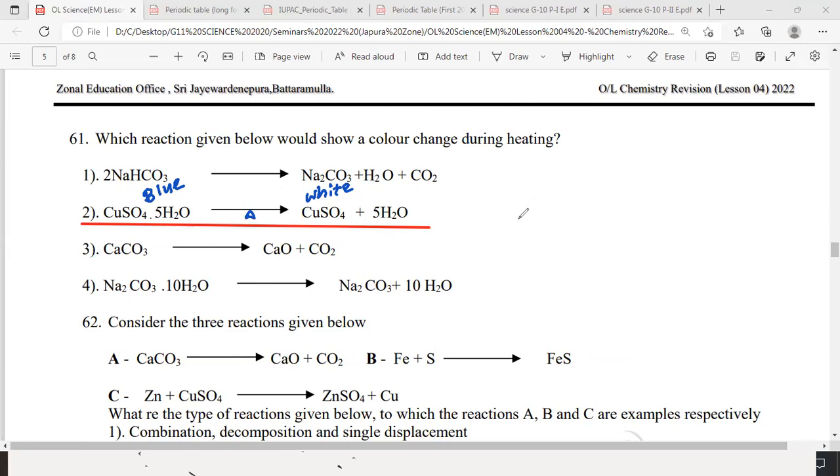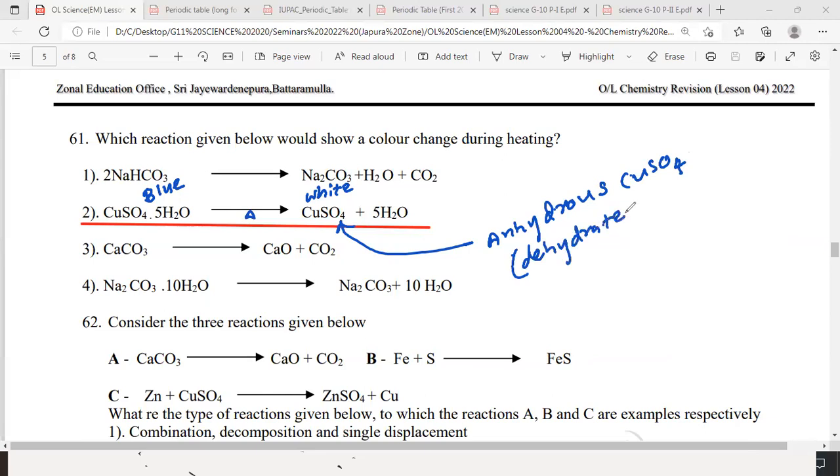Actually, it's a reversible reaction. So white becomes blue when it's exposed to air. So what is this called? Anhydrous copper sulfate. This is what we use to identify water in the laboratory. Please write it, everyone. Anhydrous. Sometimes we call it dehydrated. Anhydrous copper sulfate is white. That means free of water, no moisture in it. Or you can write dehydrated copper sulfate.